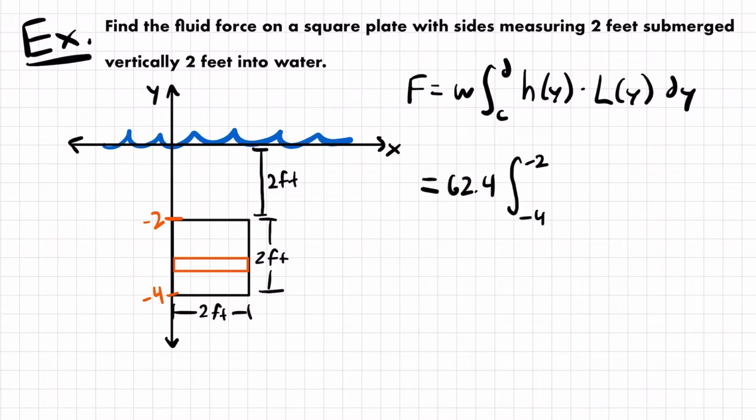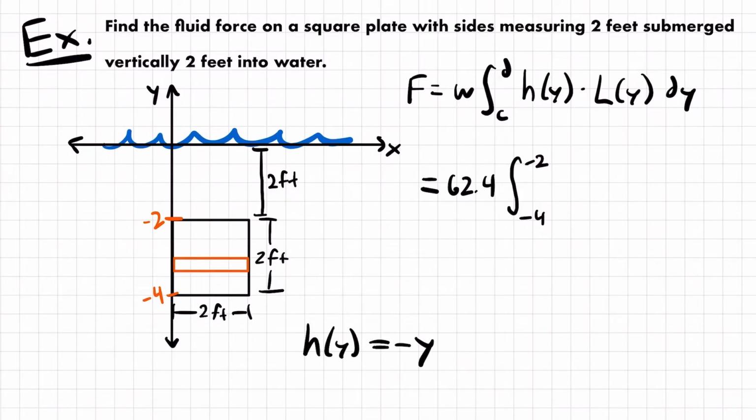All right, and so now we want to determine the depth function, h of y, and the length function. And so let's start with the depth function in terms of y. This represents the depth of our representative rectangle. And since I placed the x-axis at the surface level of the water, that means that the depth of our rectangle will be equal to -y, right? So h of y will be equal to -y.